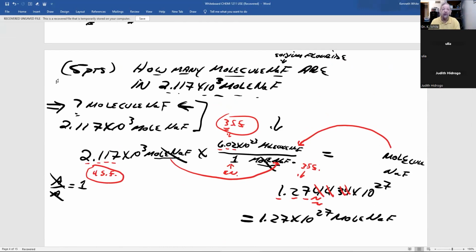This is called the word problem. And you do word problems, find out first, what are you being asked to find? The units. Second, what are you given? And we're trying to find molecules of sodium fluoride. I like putting a question mark. You can use whatever symbol you want to help you remember what you are being asked to find.